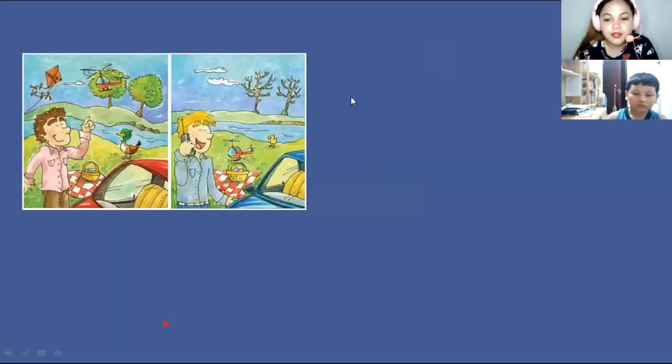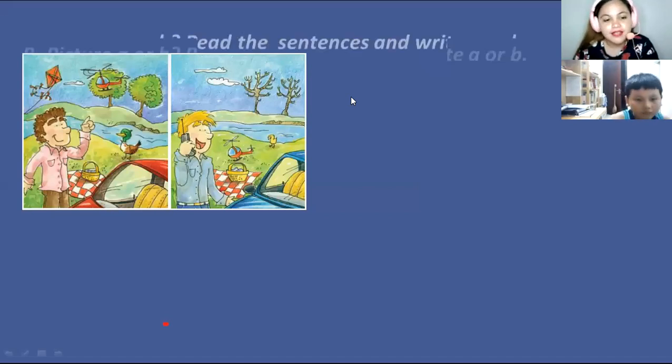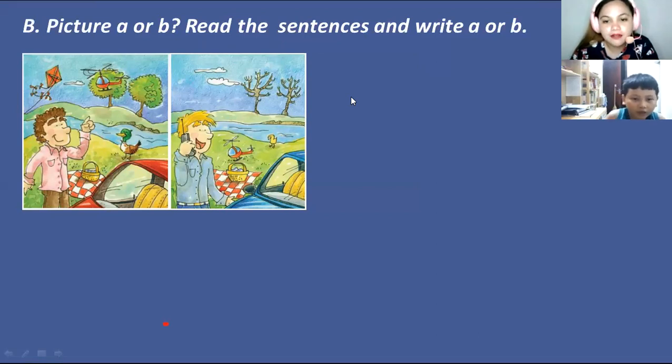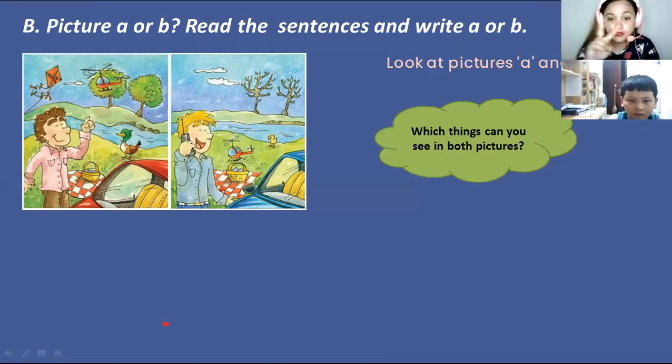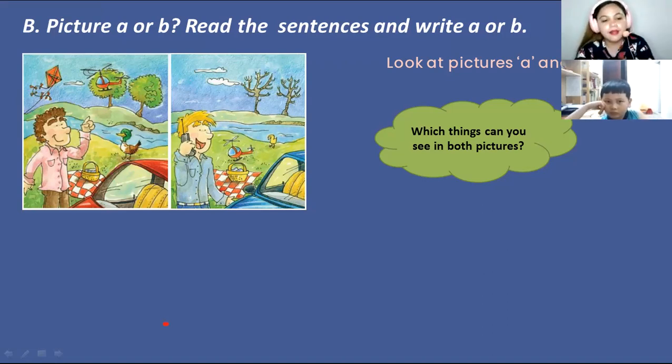Next one. So as you can see, there are two pictures now, all right? So picture A or B, read the sentences and write if it's letter A or B, okay? So which things can you see in both pictures? What are the things that you can see in A and in B? Both. I don't know both pictures. Both means what are the things that you can see in letter A and also in letter B?